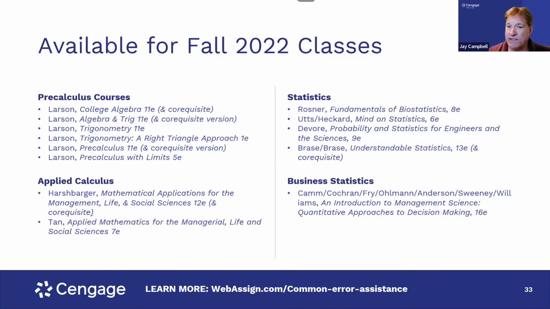This is the list of titles that will have common error assistance. Like I said, it will be available for fall classes, not during, so it'll be right at the beginning when courses are available. You can see there's a selection of pre-calculus titles, a couple of applied calculus titles, and then some statistics titles listed on the right. And again, all this will be in the additional information that we send out.